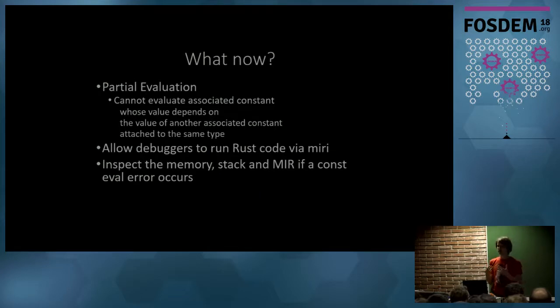To do these things, that's called partial evaluation, because you don't know everything, but you know enough to compute the value. This is a big thing that we're going to be working on this year, but it's going to take time. One other big thing that we're working on is allowing, for example, GDB to run Rust code with Miri on actual physical memory.